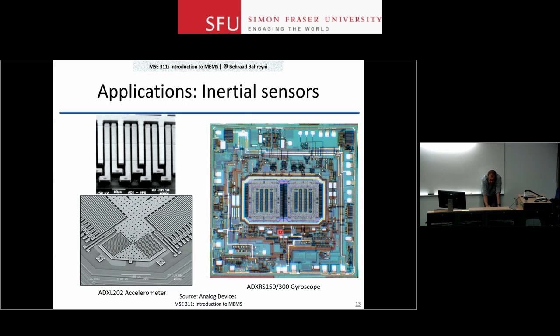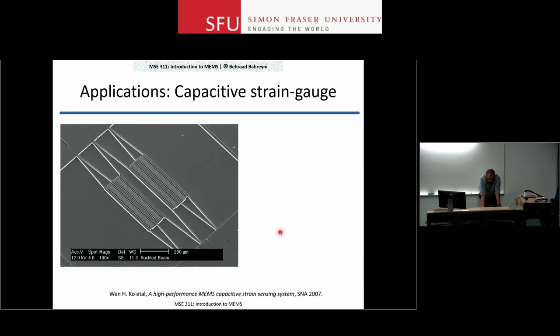This is an ADXRS 150 gyroscope. You have 2 electrostatic resonators in this case that actually work in tandem, and then you can detect the Coriolis force due to the angular rate using that device. But the actuation for the resonators is electrostatic, and measurement of the displacements due to the Coriolis force is also electrostatic.